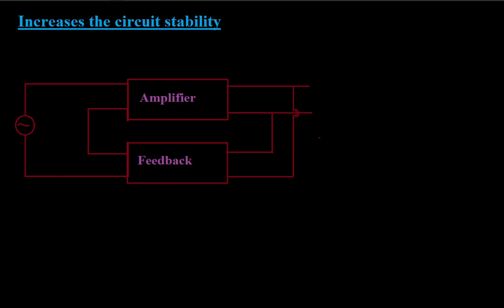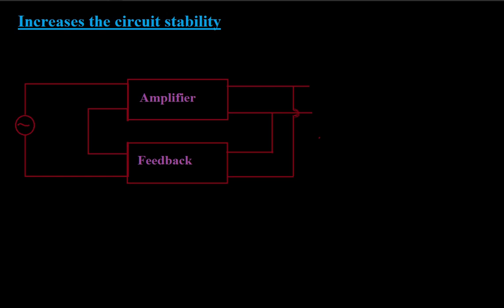In the last lecture we discussed the advantages of using negative feedback in an amplifier. So far we have discussed how we can achieve gain stability, reduction in the nonlinear distortion and improvement in the frequency response using negative feedback in an amplifier. Now let's discuss some more advantages of using negative feedback in a transistor amplifier.